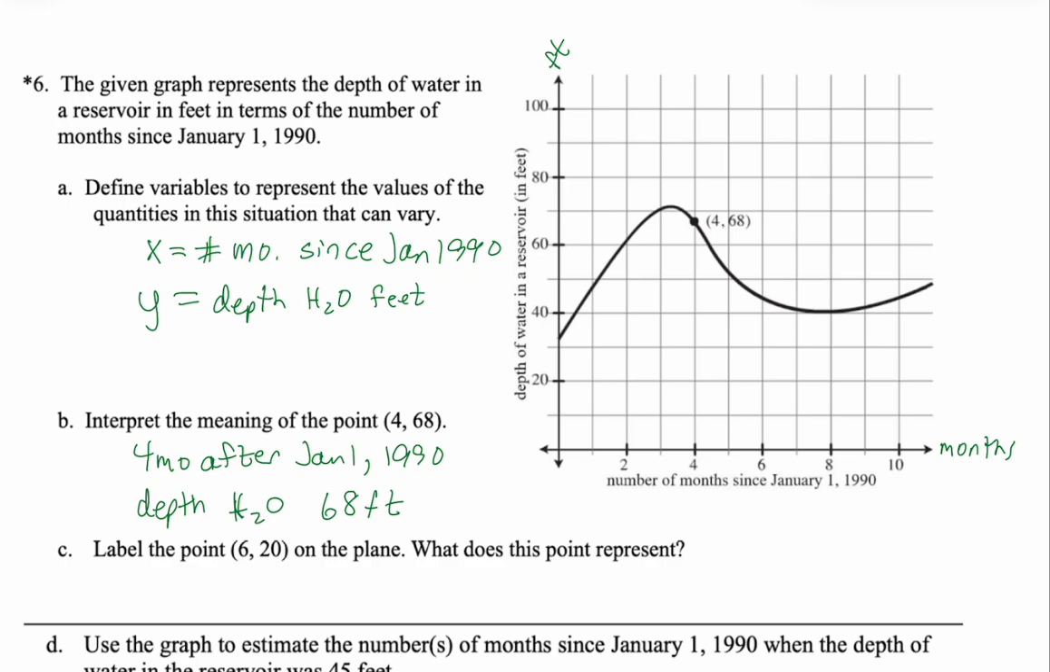So if you wanted to label the point (6, 20), that is the point right here. And that it is 6 months after January 1st, 1990, with a depth of 20 feet. Now that is not a point on our graph, so that is not accurate information based upon what's there, but if the (6, 20) was there, that's what that would represent. Any questions about 6A, B, or C at this point? Does anyone have any questions?